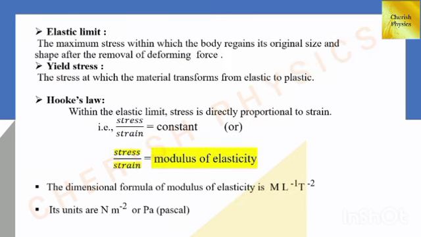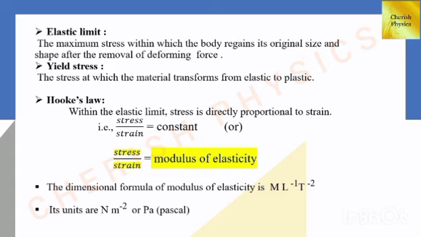Next, let us see some important terms. The first one is elastic limit. The maximum stress within which the body regains its original size and shape after the removal of the deforming force is called elastic limit. After this limit, the body gets deformed even though the force is removed. Next, yield stress: the stress at which the material transforms from elastic to plastic.